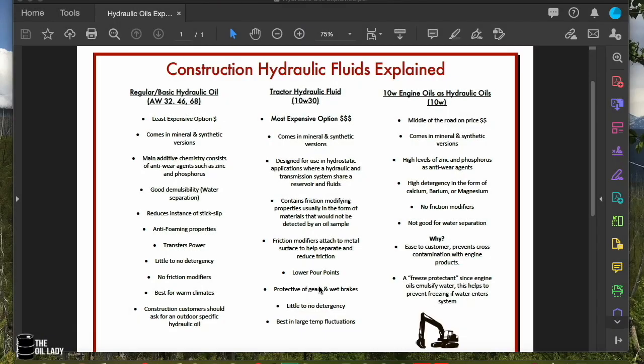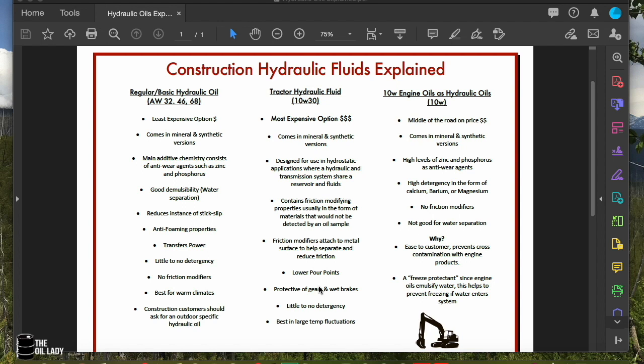Welcome back, guys. I promised a video explaining the differences between the three types of hydraulic fluids that you typically find in construction settings. So we have your regular, your basic hydraulic oils, your AW32s, 46s, 68s, and so forth. We've got your tractor hydraulic fluids, and we've got your 10-weight engine oils that are often specified by OEMs to use in the hydraulic components. So let's dig into these three.